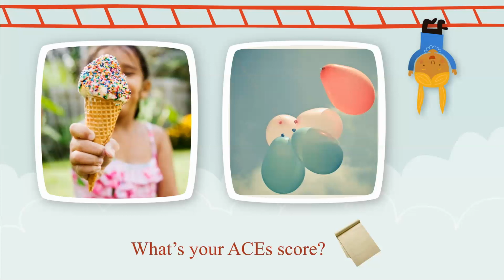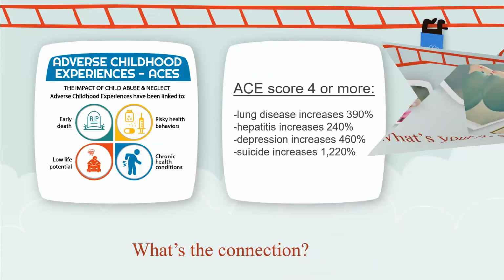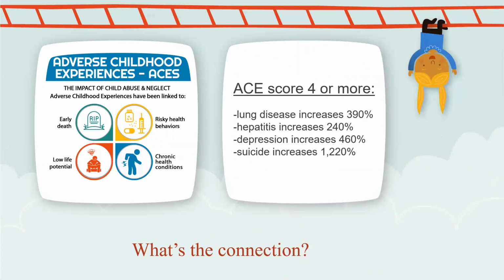So after answering yes or no, for every yes that you responded to those 10 questions, you would score yourself with a 1 to get your total ACEs score. The connection that we were starting to make was that as the number of ACEs scores increased, so did the likelihood of many chronic health conditions, as well as the correlation between a low life potential, early death, or an increased amount of risky health behaviors.